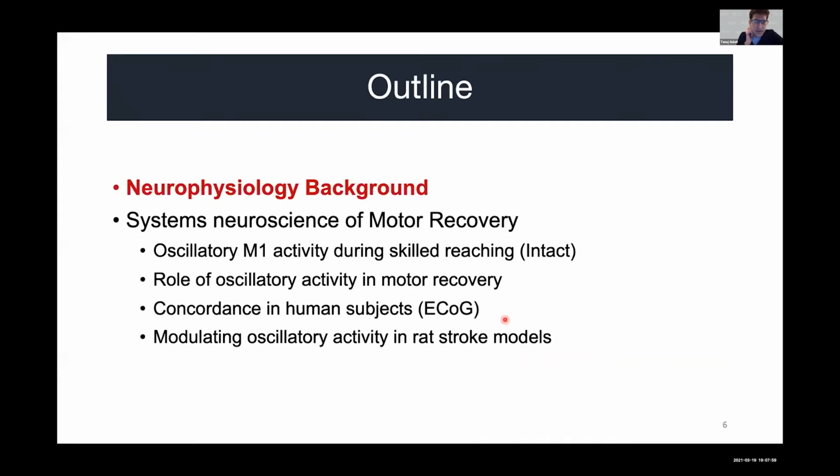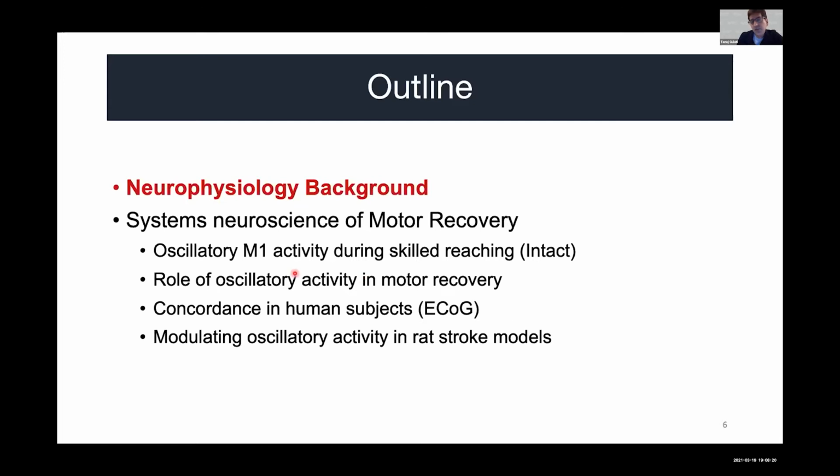So with that kind of introduction to the generic outlook of my lab, I've organized this talk into three parts. There is a brief neurophysiology background, and then I want to focus on one story, which is on the reach to grasp task and the awake processes that we see in the brain.